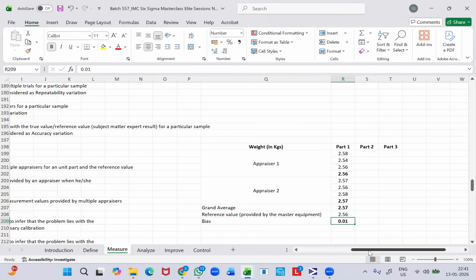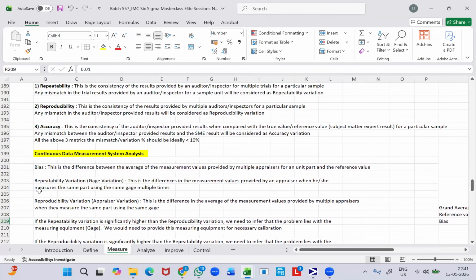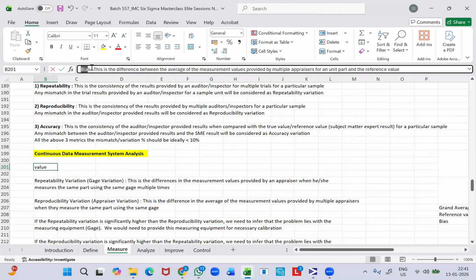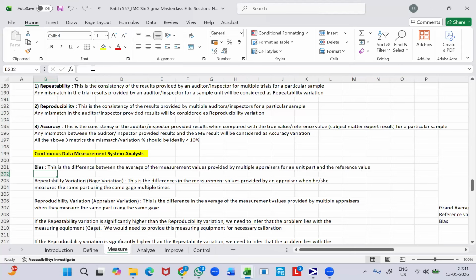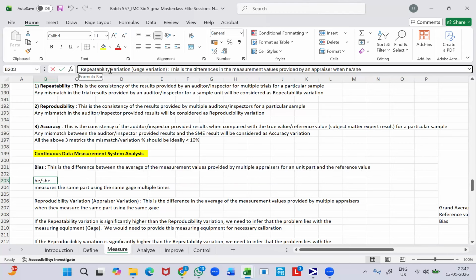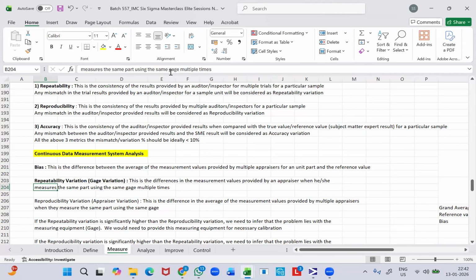Clear? So let us look at the various metrics that we would calculate for continuous data measurement system analysis. As I told you, bias is the difference between the average of the measurement values provided by multiple appraisers for a unit part and the reference value, which can be obtained by having the sample unit measured by the master equipment. And then we have the repeatability variation. This repeatability variation is also referred to as the gauge variation. Gauge, as I told you, indicates the measuring equipment. So the measuring equipment is what we would call the gauge here, right?